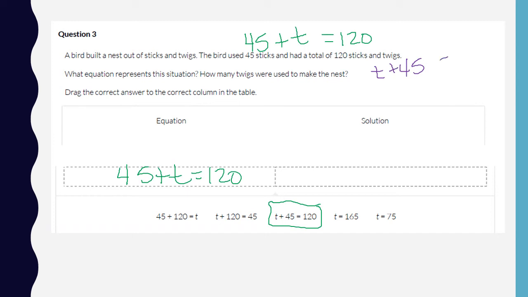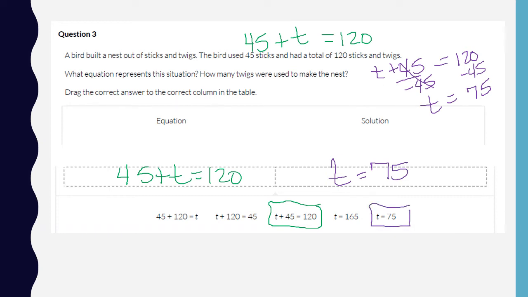Equals 120. So I have to get rid of this plus 45 by subtracting it from both sides. That way I can get T by itself. 120 minus 45 gives us 75. So T equals 75. So the bird collected 75 twigs.